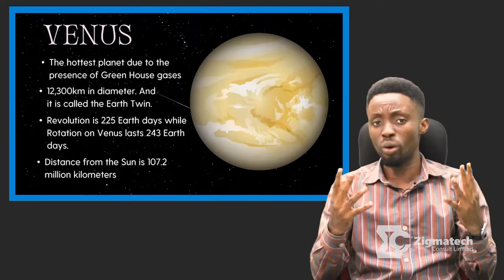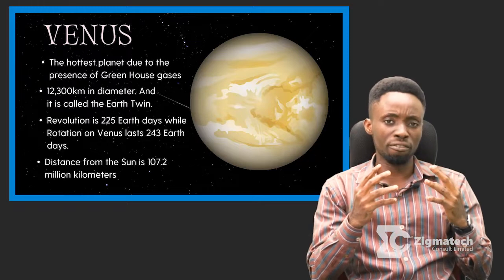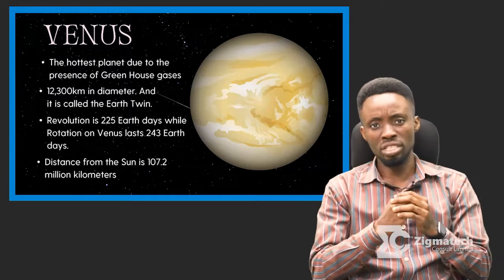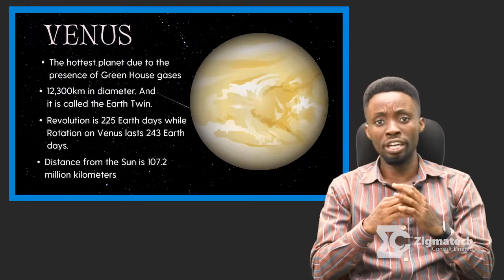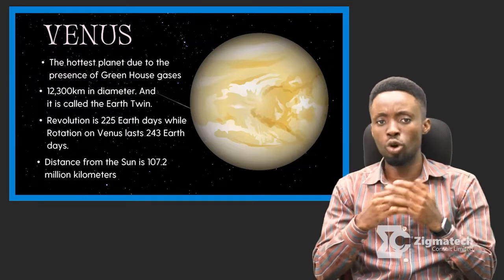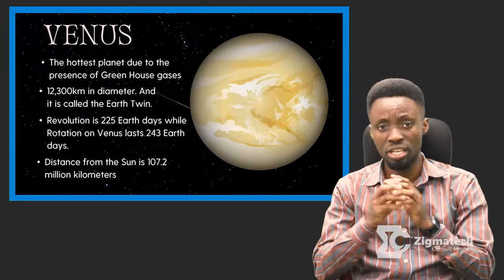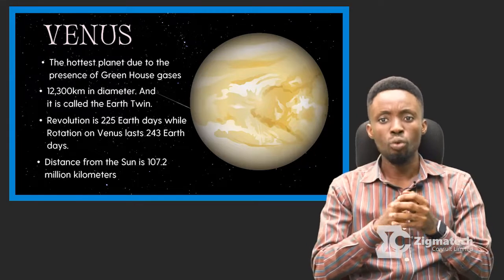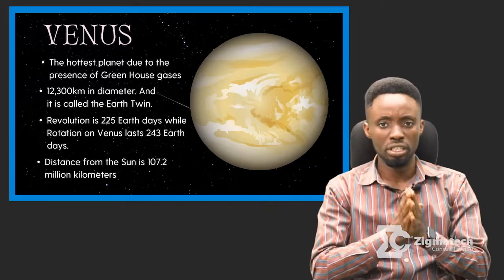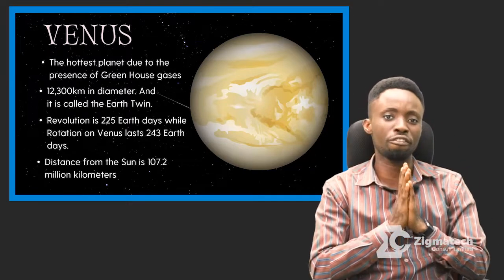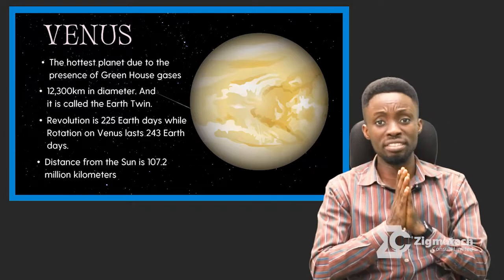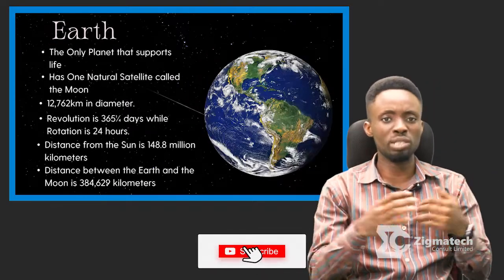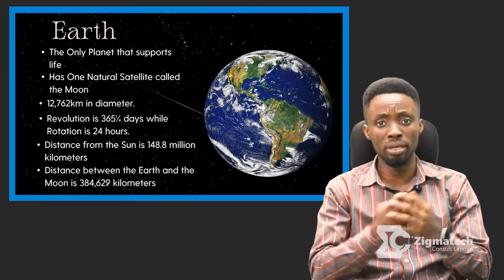But meanwhile, the planet Venus has a longer day and a shorter year. That's to say that for a rotation, or a complete day in Venus, we have 243 Earth days, while for a revolution, which is a complete year, we have 225 Earth days. And the distance of Venus from the sun is 107.2 million kilometers.